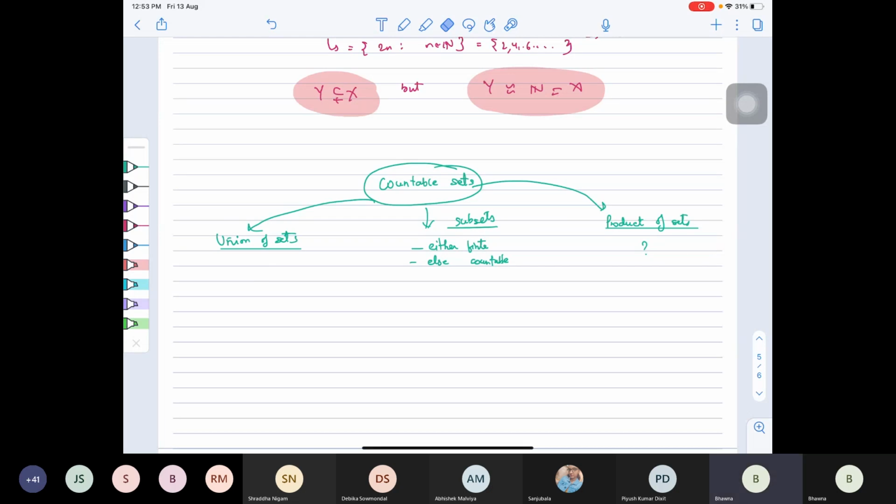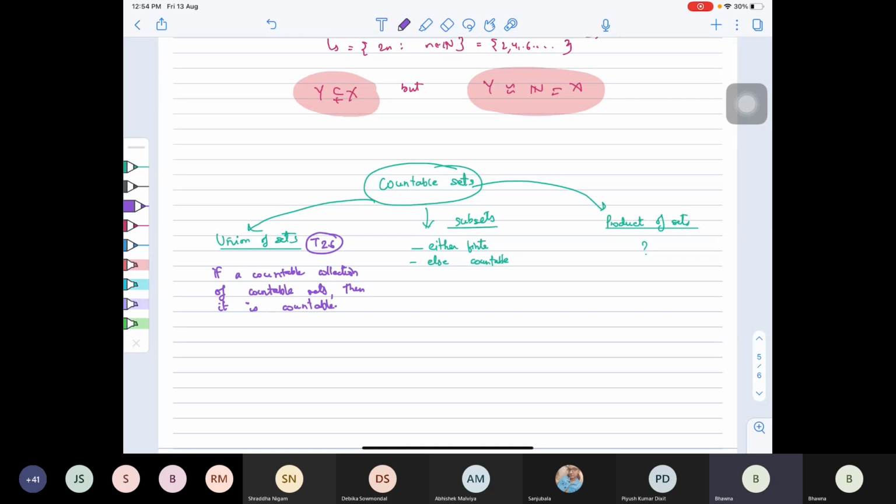So I'm saying that if we have a countable collection, then it will be countable. That means if I have a countable collection of countable sets, then the union is countable. I'll try to elaborate on this. This is actually Theorem 2.6.